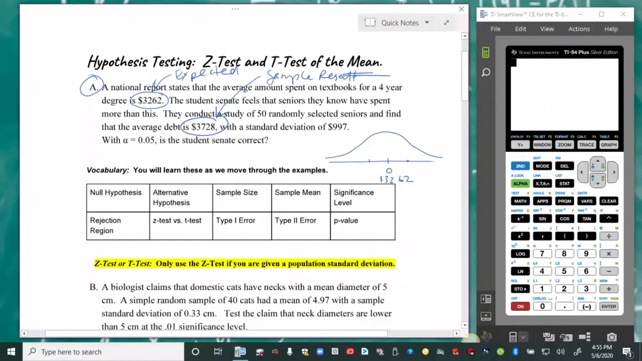If I just label this with standard scores, I could be 1, 2, or 3 standard deviations away. So -1, -2, -3, 1, 2, and 3. If I was 1 standard deviation away, I would expect 68% of any random sample of 50 seniors to fall within 1 standard deviation. I would expect within 2 standard deviations, so it was our 68, 95, 99.7% rule. So within 2 standard deviations, I would expect nearly all, 95%.